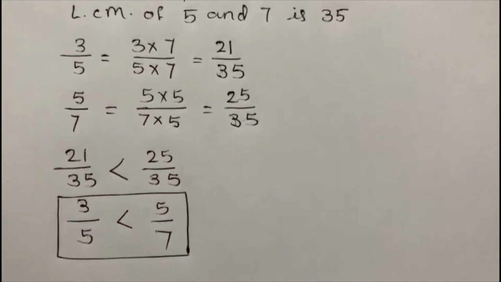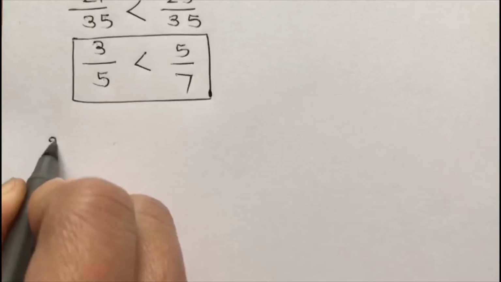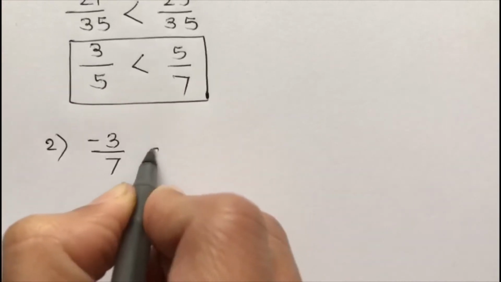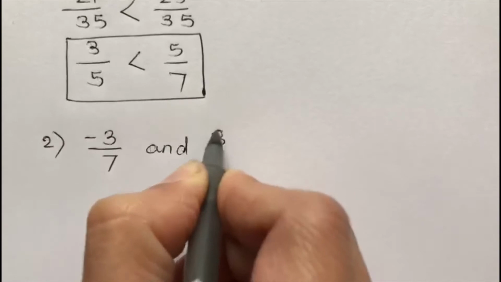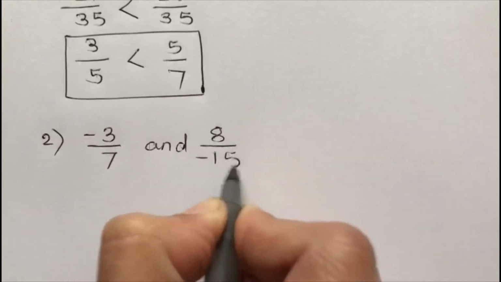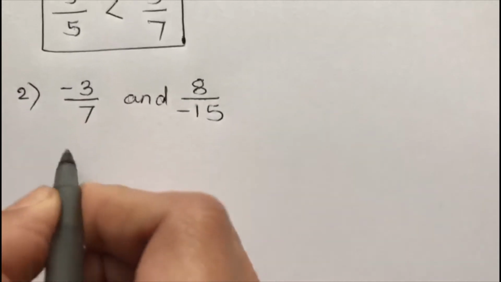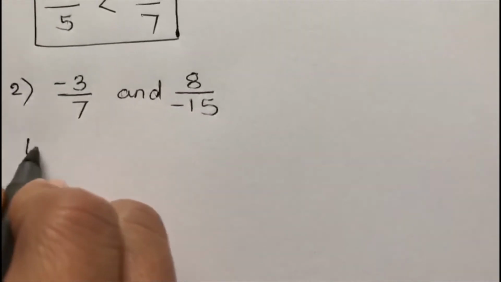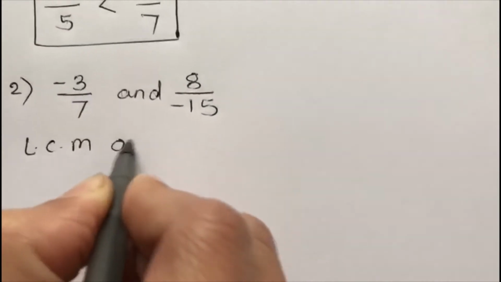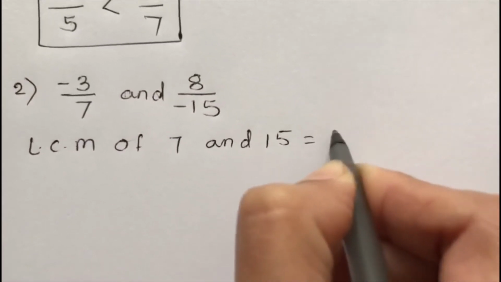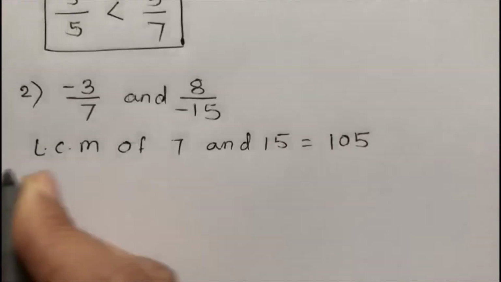Now let's take the second example. Minus 3 by 7 and 8 by minus 15. Here the denominators are 7 and 15. So we have to take the LCM of 7 and 15, which is 105.